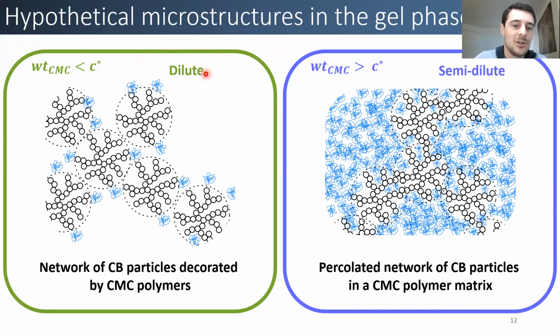The first one, in the dilute regime: the microstructure is driven by a colloidal network that is decorated by the CMC polymer to kill the hydrophobic interaction between carbon black and water. On the other hand, for the semi-dilute regime, there is a very dense polymer matrix in which there is an embedded network of CB particles.